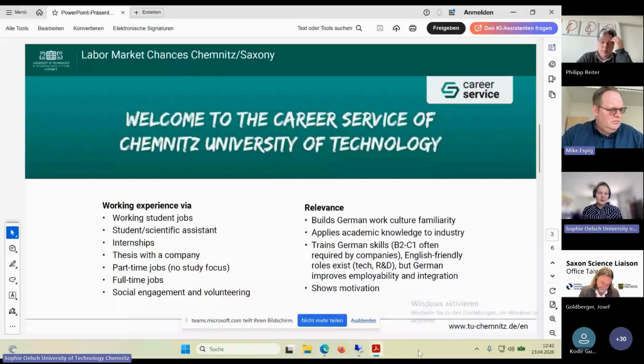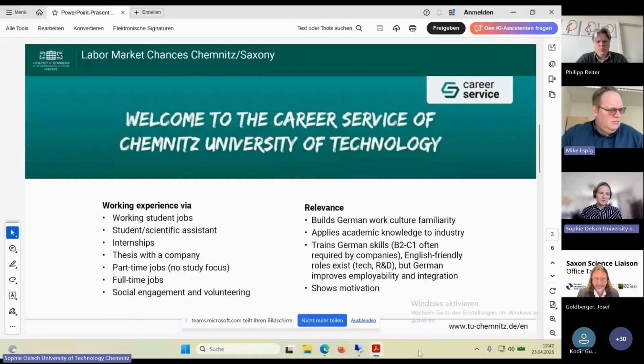For example, in working student positions in companies, in the industry, in the economy. But you could also think about working as a student or a scientific assistant in the universities or in research institutions like the Fraunhofer, Max Planck was already mentioned. This could also be an exciting position for you to gain experience during your study period.